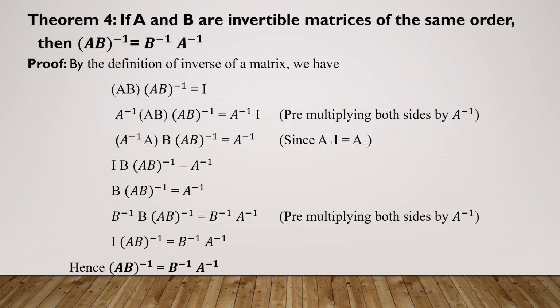Now again pre-multiply by B inverse on both sides. Correct? So it is B inverse into B into AB inverse is equal to B inverse into A inverse. B inverse into B is I. So what you have obtained is AB whole inverse is B inverse into A inverse.